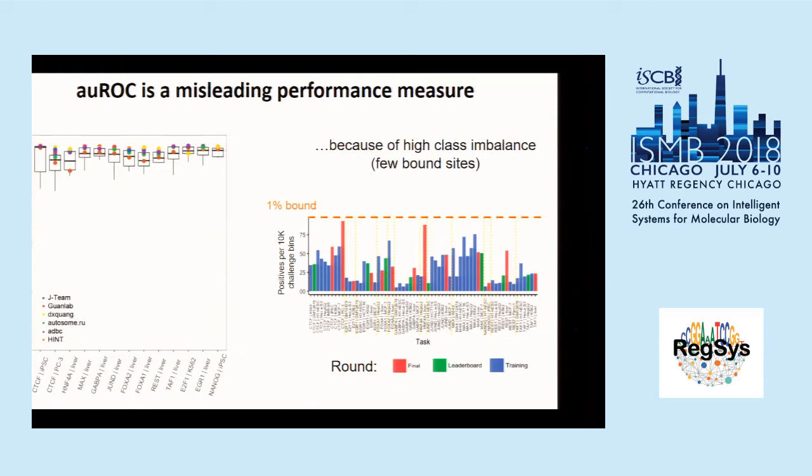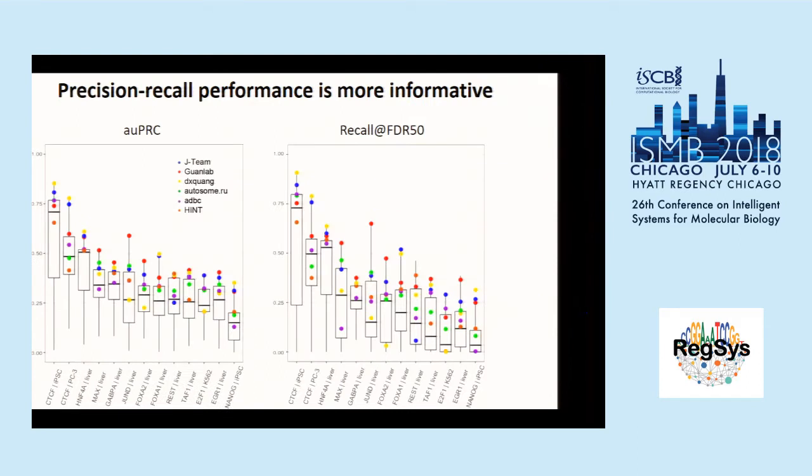All the tasks in the challenge ended up being below 1% bound with our tiling of the genome. And so, precision recall performance is more informative. We used a few of those measures as well to aggregate the final ranking of methods in the challenge. And AUPRC is sort of a good stand-in for performance, as it turns out, along this entire curve. And we use that going forward.